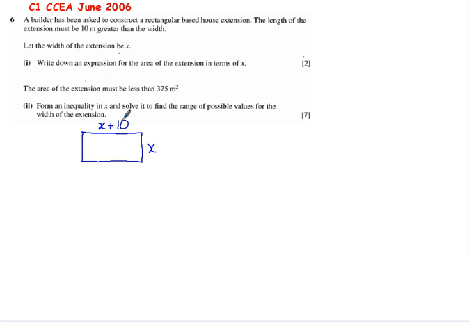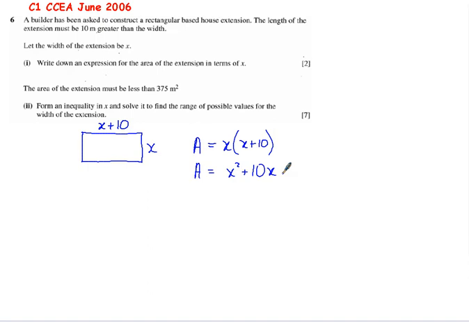So it says quite simply, write down an expression for the area of the extension. Well, the area is simply the area of the rectangle. So it's x times x plus 10. And if you want to expand that out, that's fine. x squared plus 10x. So there's part 1.